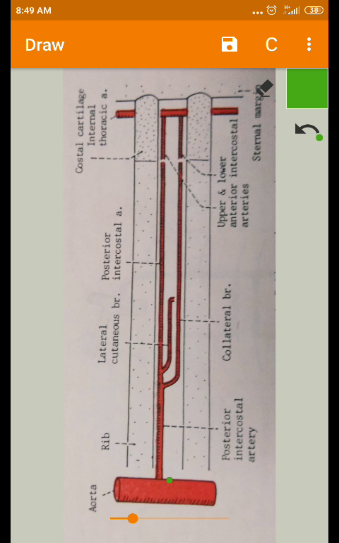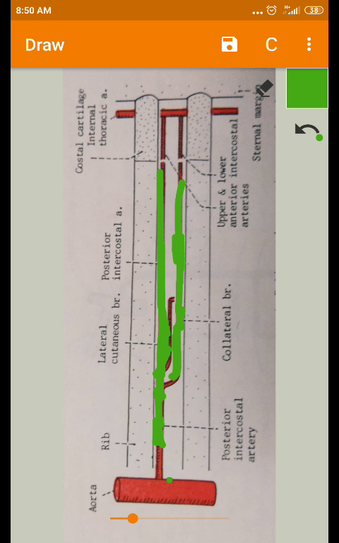Okay, this is the rib and it enters into the intercostal space. At the angle of the rib, it gives branches. One is the lateral cutaneous branch, cutaneous artery, and another one is the collateral branch. Okay, so this main trunk will pass on to the anterior aspect. Okay, and this collateral branch also comes to the anterior aspect.